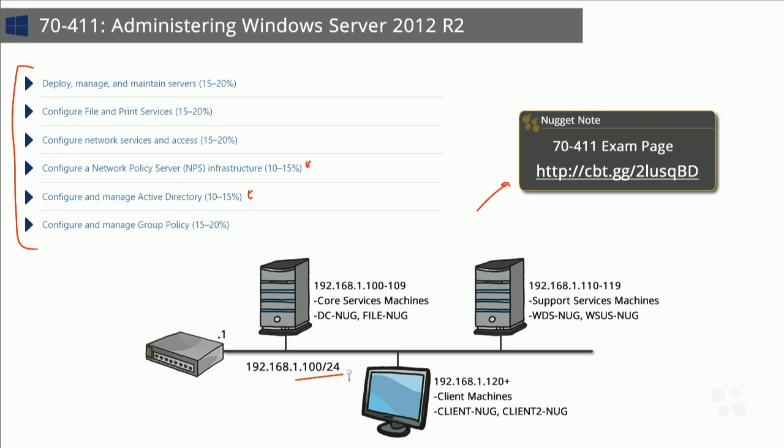All our machines are using the 192.168.1.100/24 address space. We have a gateway at .1. All of our core machines will be IP'd between 100 and 109. So our domain controllers and our file servers and our DNS and our DHCP servers. All of our supporting machines will be in the range of 110 to 119. So our WDS and WSUS and our Hyper-V server and all that stuff. And then all of our client machines will be 120 and up. So we'll be working with Client NUG and Client 2 NUG. Almost every lab will have a 2012 server as well as a Windows 8.1 client. That way you can see how these technologies work from all perspectives.